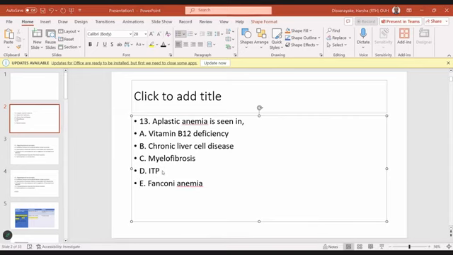I probably think we should mark it false. Myelofibrosis can transform into different things, but I don't think aplastic anemia is a classic scenario here. And same with ITP. Fanconi anemia is, of course, the well known genetic cause, one of probably the main genetic etiologies for aplastic anemia.